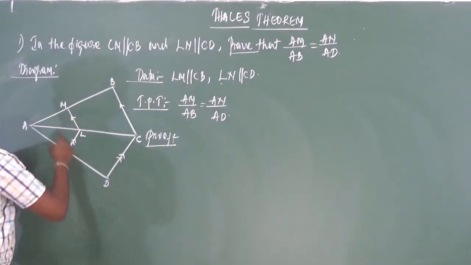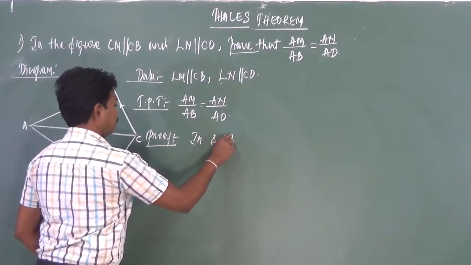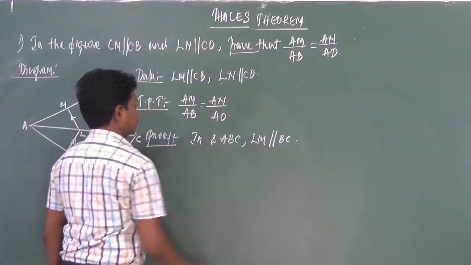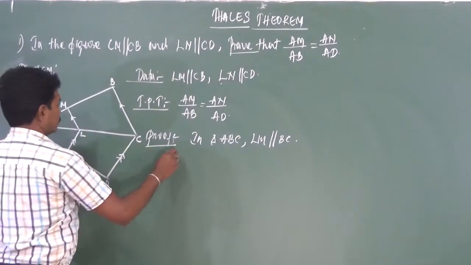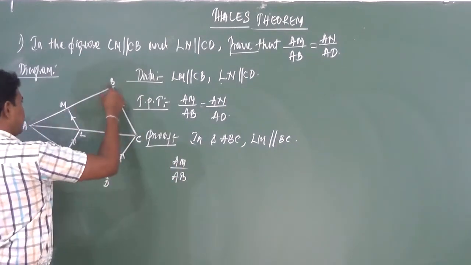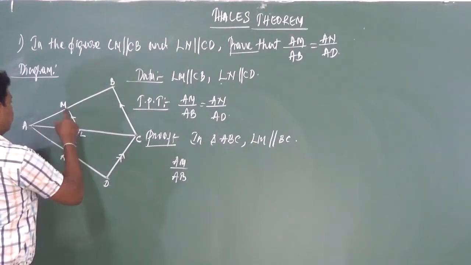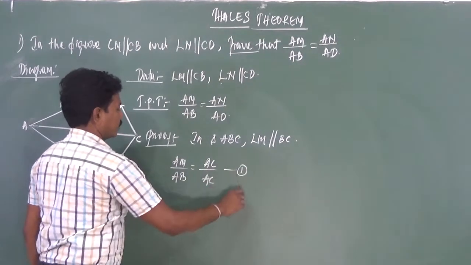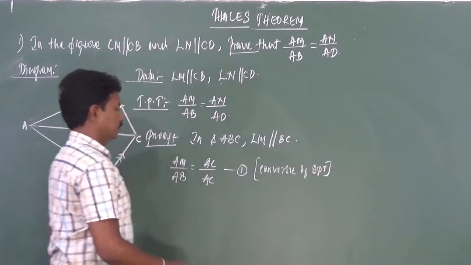Let us select a triangle. In triangle ABC, LM is parallel to BC, right? So now you are eligible to apply Thales theorem and its corollaries, not the converse. Therefore AM by AB. If it was AM by MB, it was Thales theorem. As I have taken AM by AB, it is the corollary of BPT. So AM by AB is equal to AL by AC. Take it as equation 1. This is according to the corollary of BPT. You can write that as the reason.